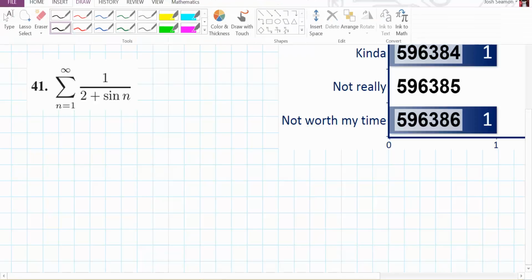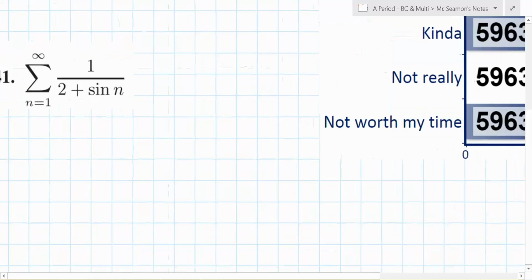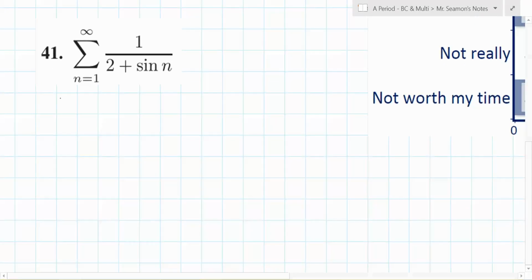Figure out if this converges. And what's the first thing I told you to check if you're checking to see if a series converges? Does a_n go to 0? Does the sequence go to 0? The sequence being the sequence of terms generated by this explicit formula. So you test that. The thing you focus on is sine n.